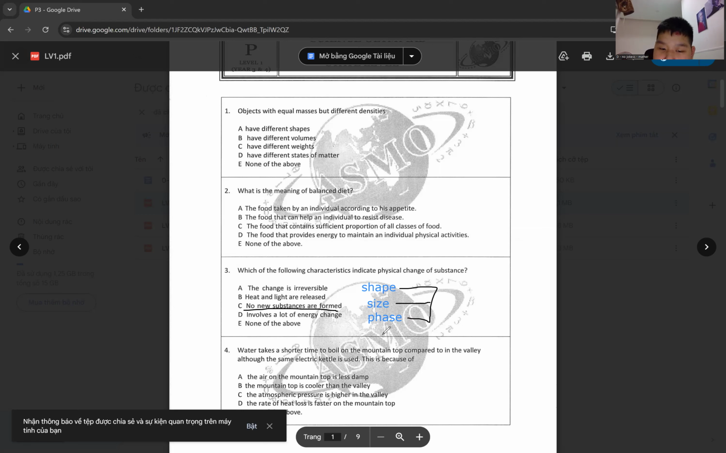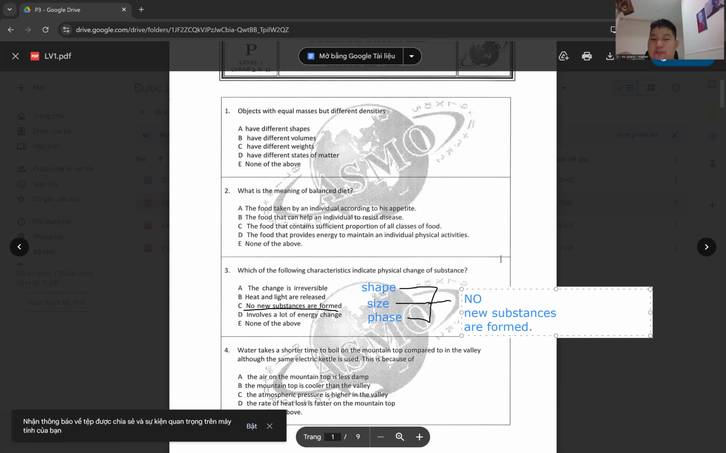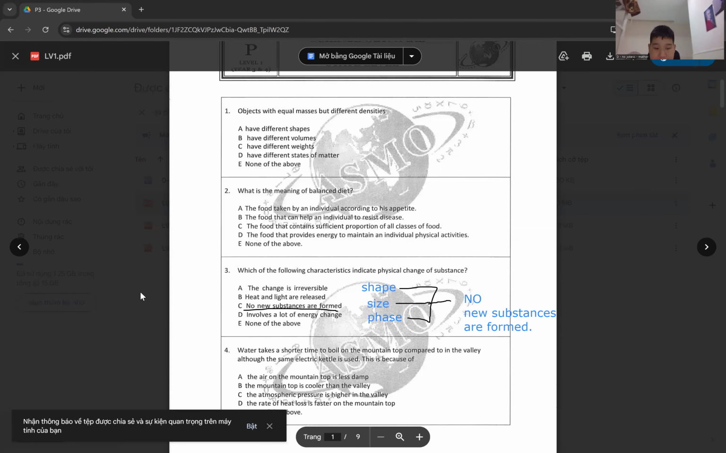All of these are signs of physical change except for the face. These two can be a sign of chemical change, but they can also be a sign of physical change. So what is the result? No new substances are formed. The only thing that changes in a physical change is either of those, and they are technically the same thing. They just look or feel different. However, in a chemical change, it changes like everything.